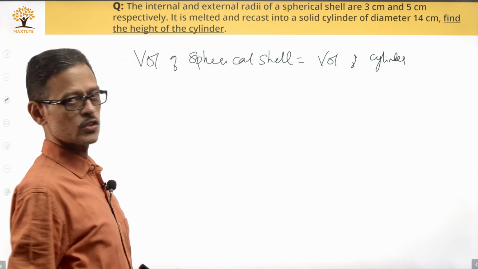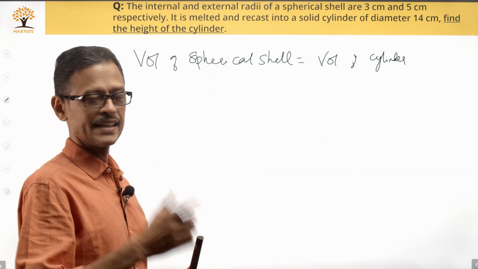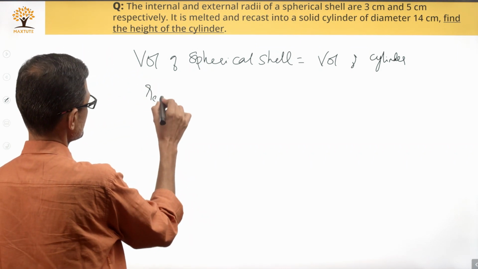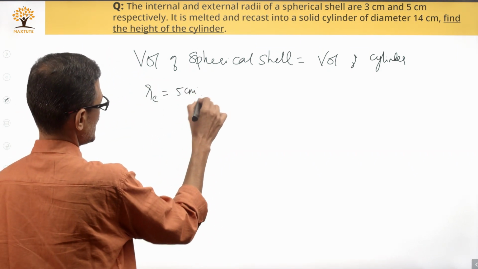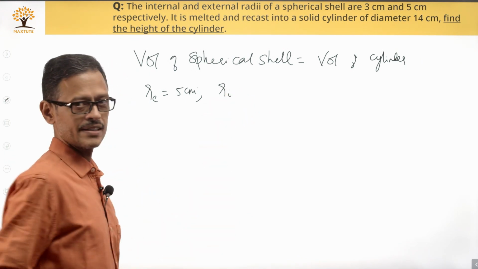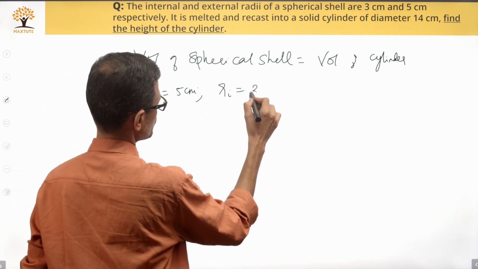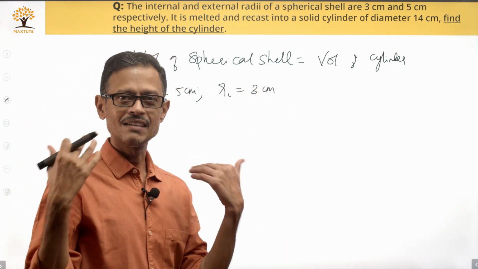What data do we have for the spherical shell? We have its external radius, we'll call that Re, which is equal to 5 centimeters, and we have its internal radius, let's call it Ri, that is equal to 3 centimeters. These are the only relevant data that we need.